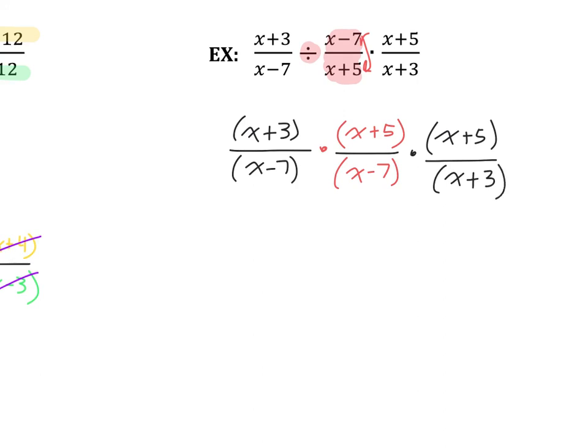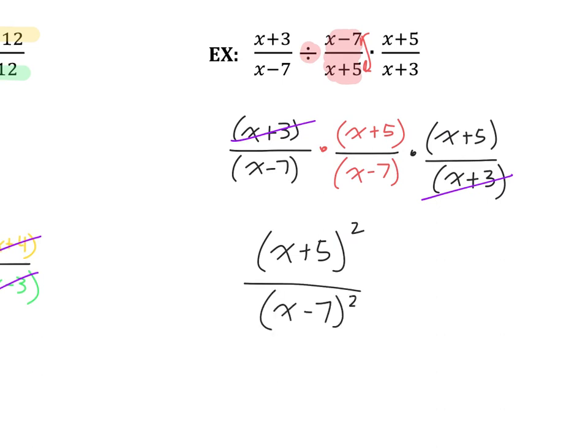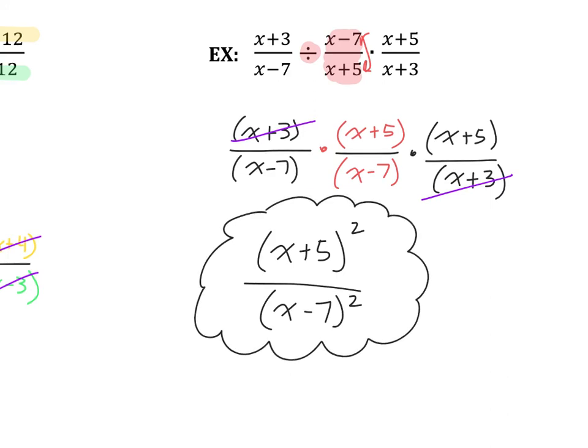So now we're ready to cancel, cancel, cancel. As we do, I notice we've got an x plus 3 in the numerator and the denominator, and that's the only thing that cancels. So what are we left with? We are simply left with x plus 5 times x plus 5, which we can say x plus 5 squared, over x minus 7 times x minus 7, so we can say over x minus 7 squared, again leaving our answer in factored form, and we are done.